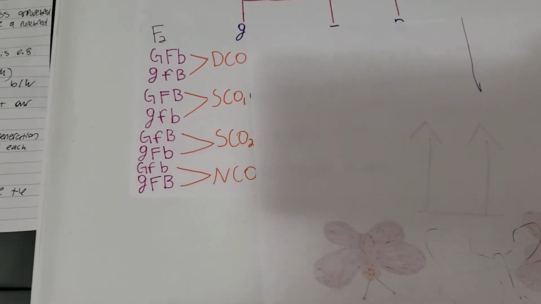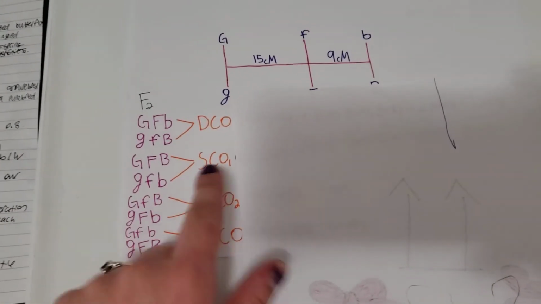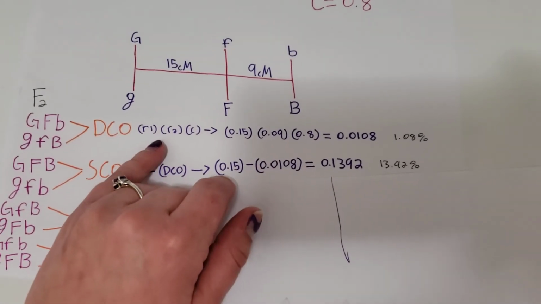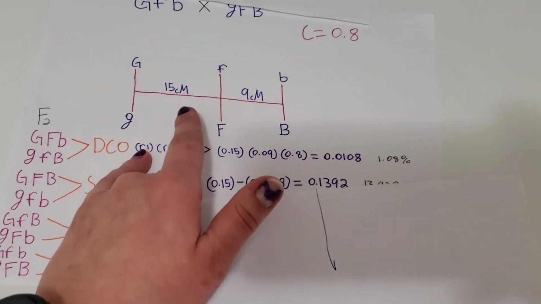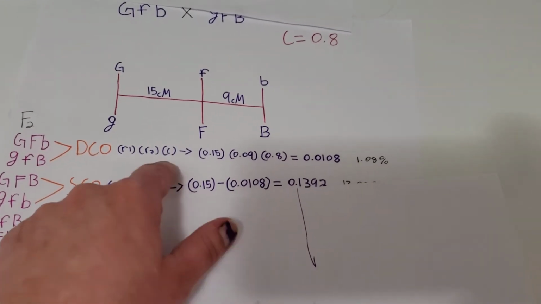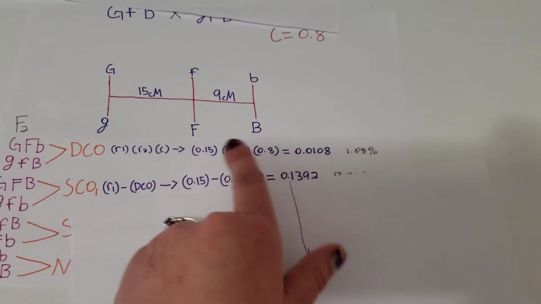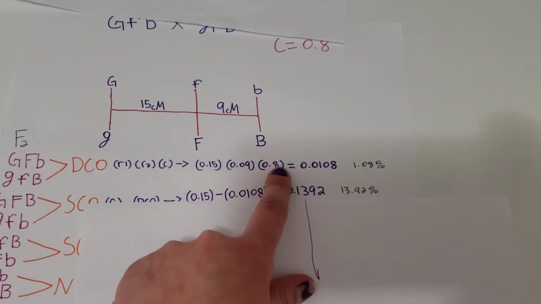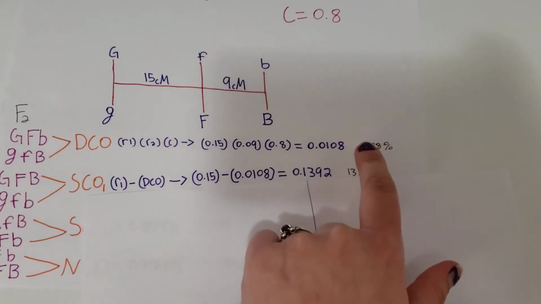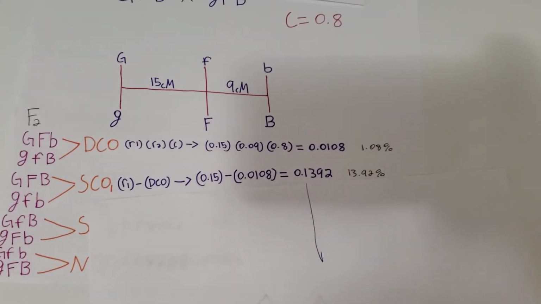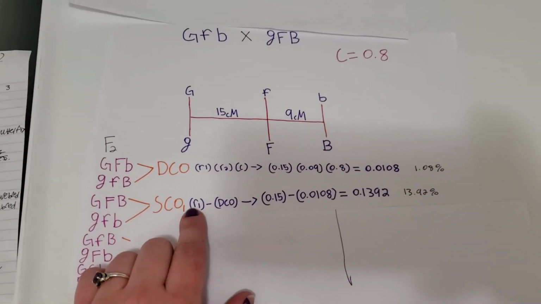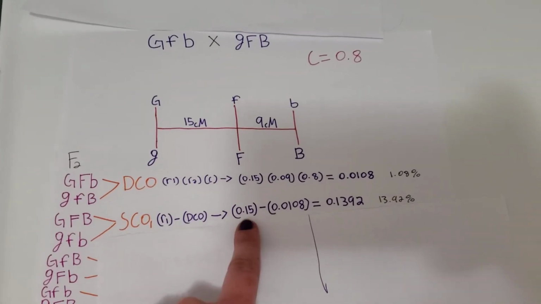So I'm going to show you how to calculate the probability of our double crossover and our single crossover in one. So for our double crossover, we're going to take the percentage of R1 and the percentage of R2 and our coefficient, and multiply all those together. So 0.15 times 0.09 times 0.8 gives us 0.0108 or 1.08%.